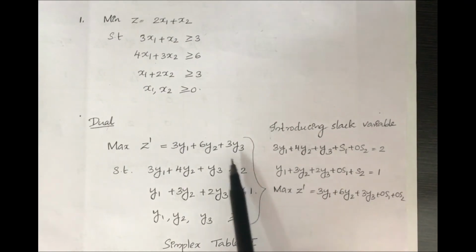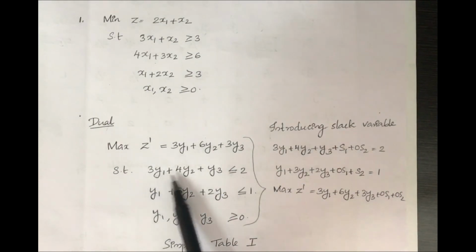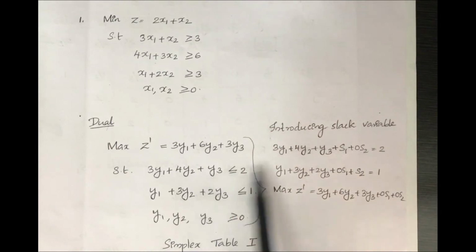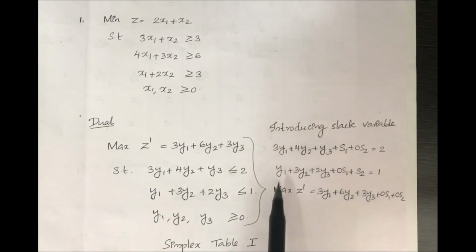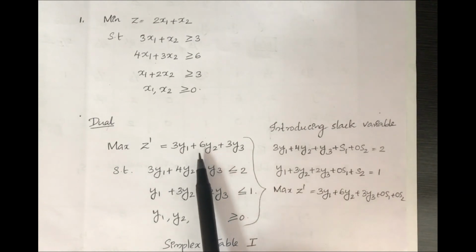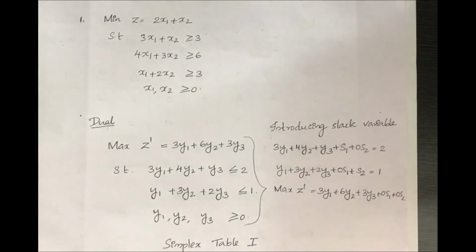So we are introducing slack variables in these two constraints. Introducing slack variables s1 and s2, we get 3y1 plus 4y2 plus y3 plus s1 plus 0 s2 equal to 2, y1 plus 3y2 plus 2y3 plus 0 s1 plus s2 equal to 1, and our objective function maximize z dash equal to 3y1 plus 6y2 plus 3y3 plus 0 s1 plus 0 s2.